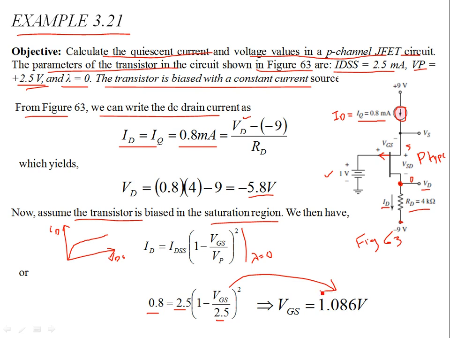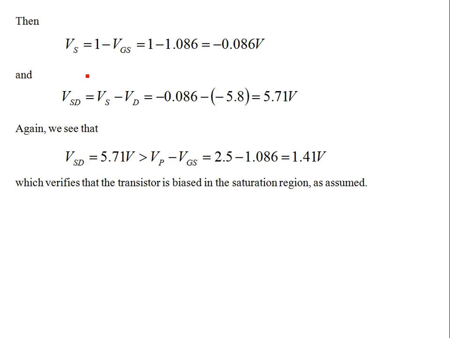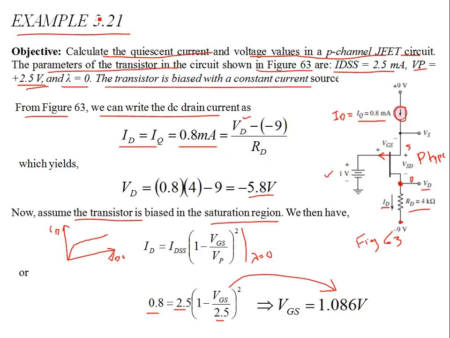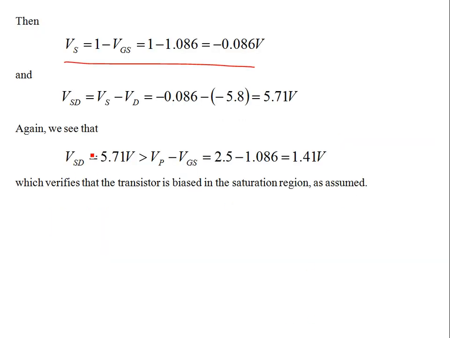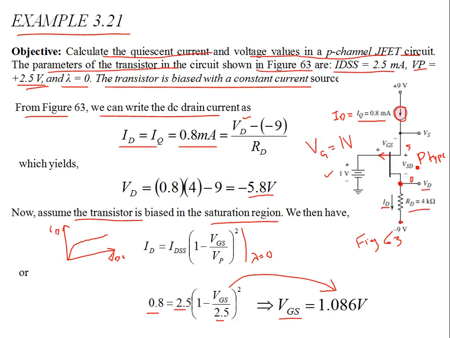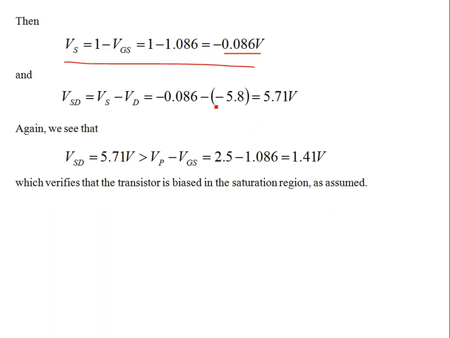And from this, you can find what VS is, because you know what the gate voltage is. VG is set to 1 volt. So if VG is 1 volt, you can find VS from this expression. This is 1 minus VGS, which gives you minus 0.086. So you have VS, then VSD, which is the drop across the source and drain. Since we evaluated VD first as minus 5.8 volts, the difference of VS and VD is going to give us VSD as 5.71 volts.